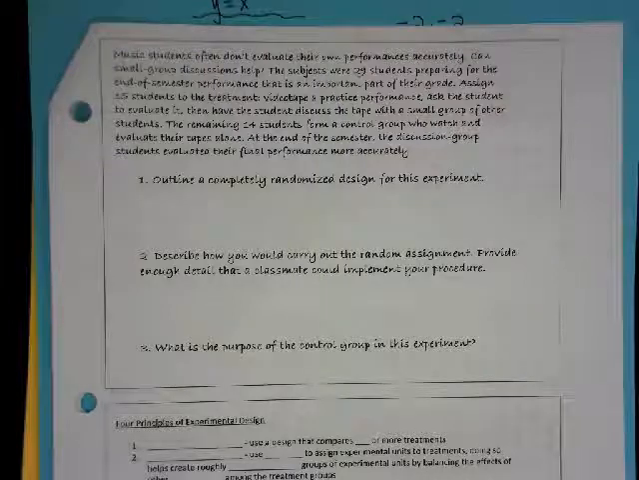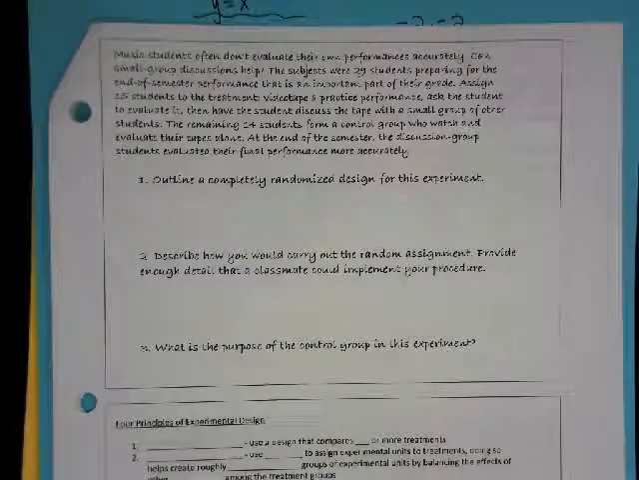Ask the student to evaluate it, then have the student discuss the tape with a small group of other students. The remaining 14 students form a control group who watch and evaluate their tapes alone. At the end of the semester, the discussion group students evaluated their final performance more accurately.